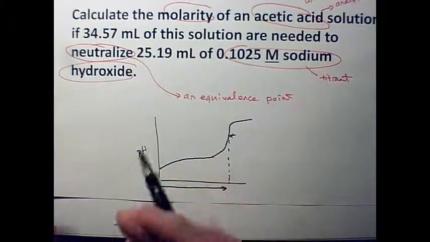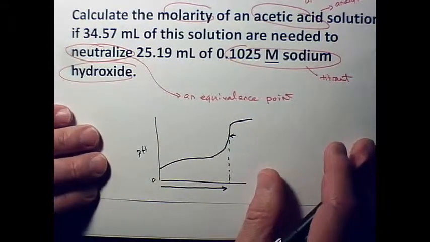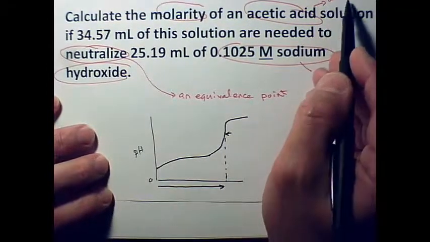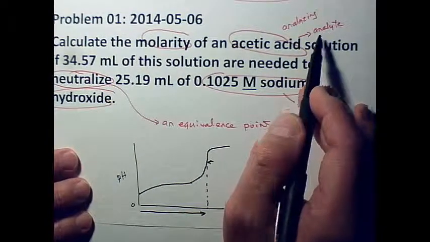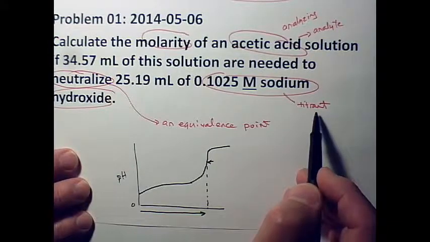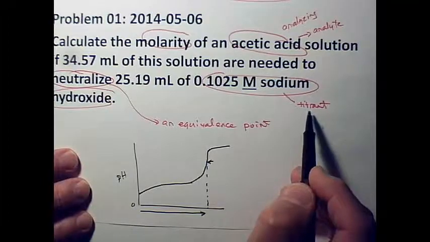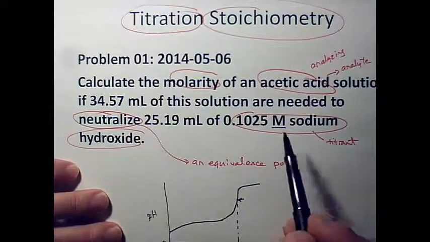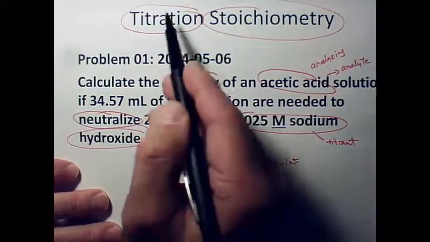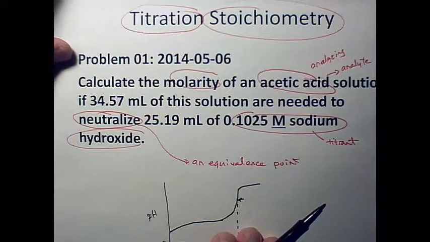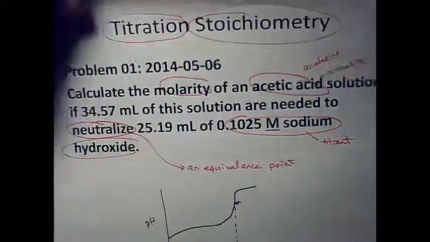Okay? So we're analyzing this problem, trying to figure out what are we looking for and what are we trying to get to. Okay? And those are some of the things you need to know. The analyte is the thing you're analyzing. It's the solution whose concentration you don't know. The titrant is what you're using to find the other concentration with. That's the titrant. It's titration because we're putting one solution into another to find a concentration. That's what titration is all about. Okay? You with me so far? All right, let's try to solve this problem then.